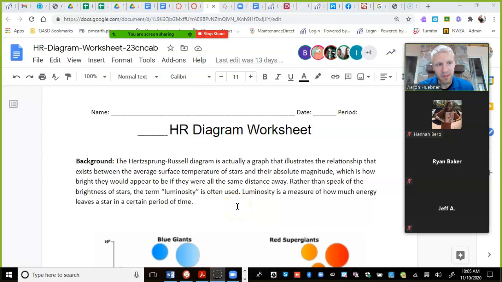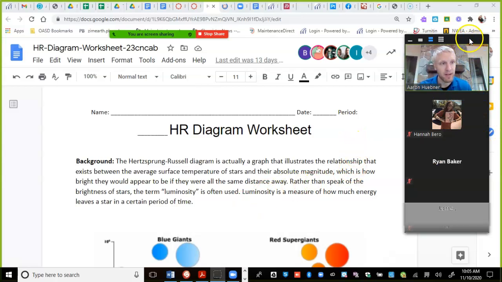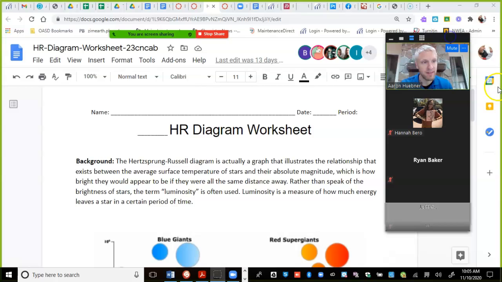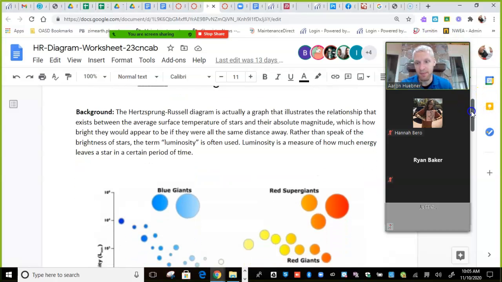Alright guys, what we're going to be talking about today is the Hertzsprung-Russell diagram, called the HR diagram for short, and it's a way to classify stars either by size, temperature, or brightness. Those are the three major categories in this classification system.